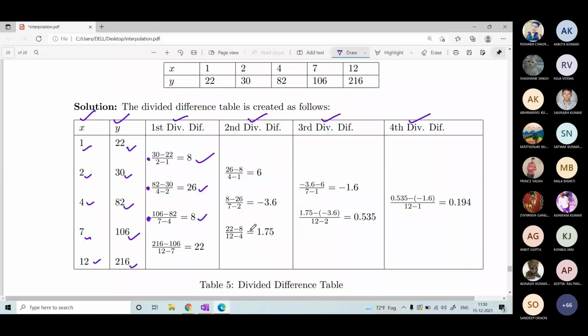Students, did you get it? How do we create the divided difference table? Was it okay to you? Yes, sir. Yes, sir.